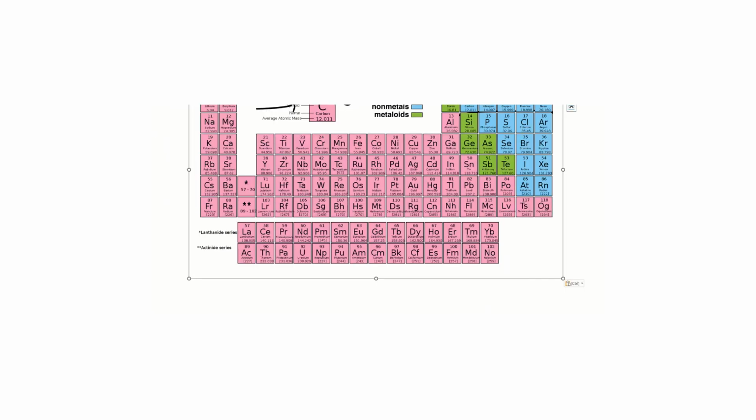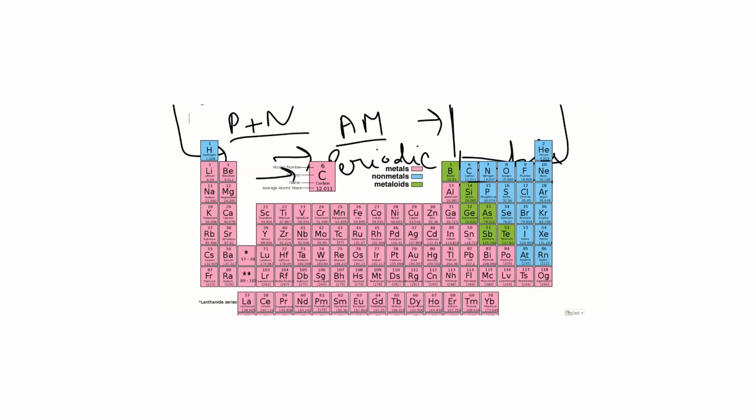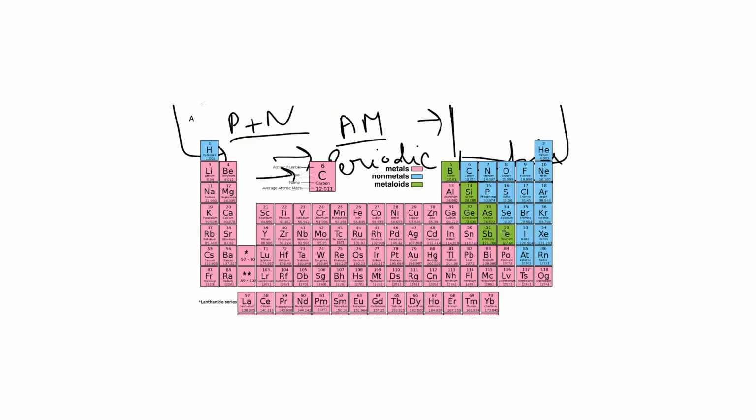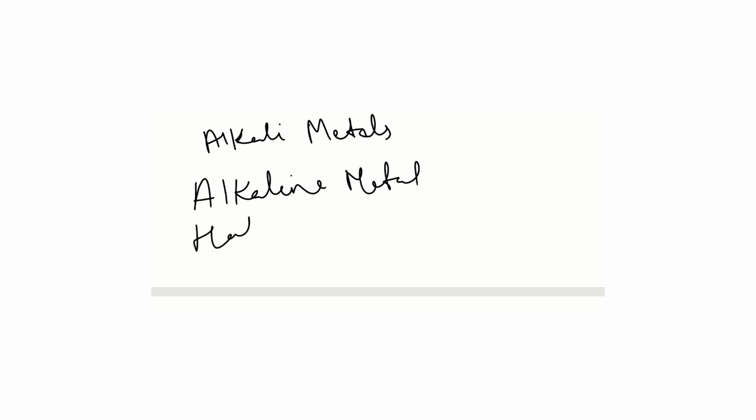There are mainly 4 groups in the periodic table: alkali metals, alkaline metals, halogens, and noble gases.